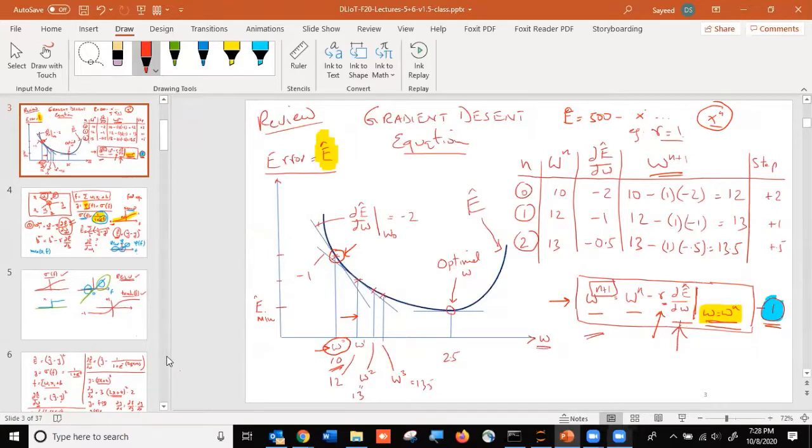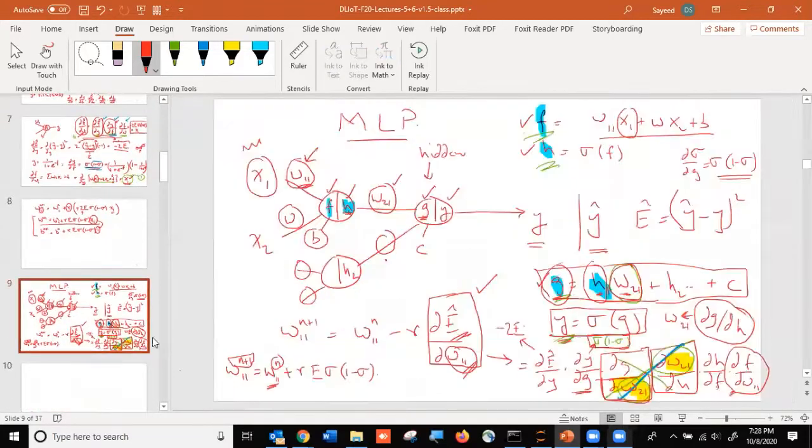So coming back over here, this has got a little bit messy, but let's continue with this. We're trying to find the iterative new value of W11, n plus 1 over here.